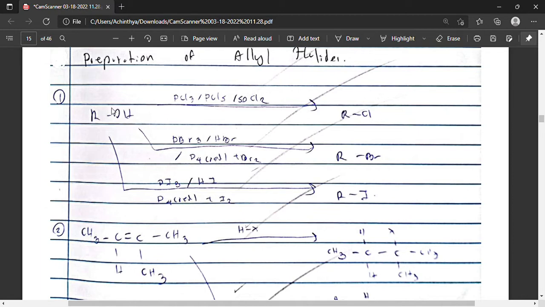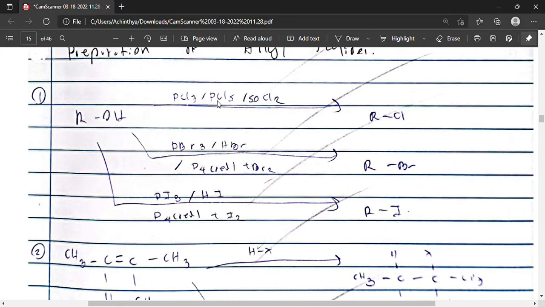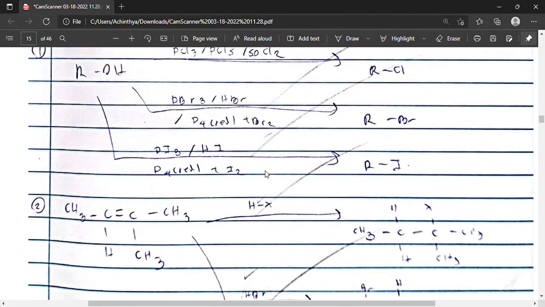We can convert the hydroxide group into a chloride group by heating this alcohol with PCl3, PCl5 or SOCl2. If we want to convert the alcohol into an alkyl bromide, we have to heat it with PBr3, HBr or red phosphorus with bromine gas.